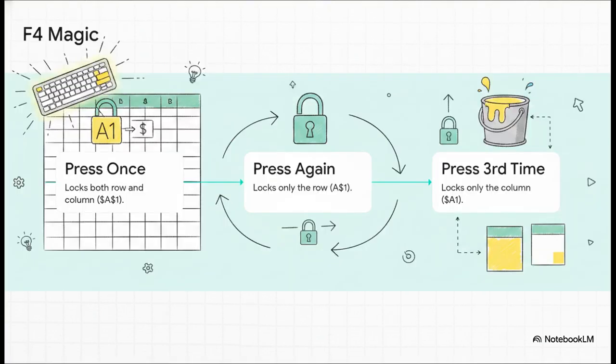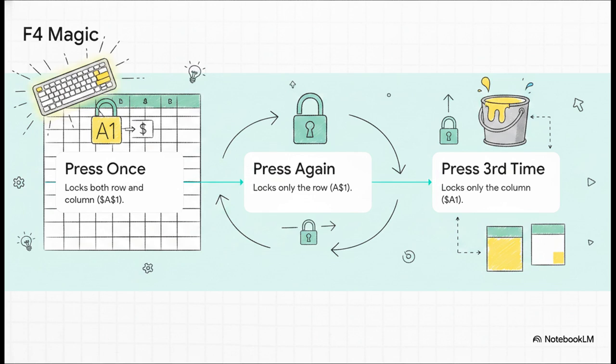Check out how this next one builds, because the F4 key is a massive time saver. When you're writing a formula and you need to lock a cell reference, tapping F4 cycles through those dollar signs automatically. It locks the row and column, then just the row, then just the column. It totally saves you from hunting for that dollar sign key.